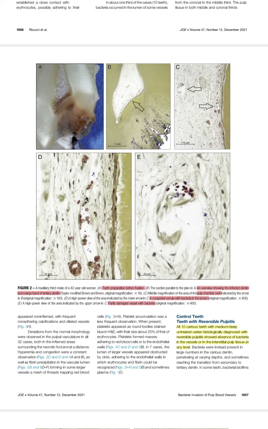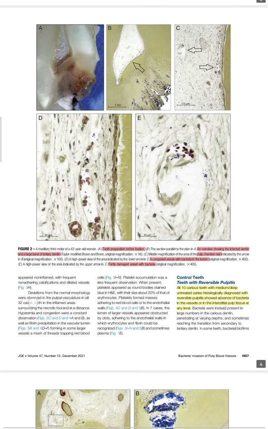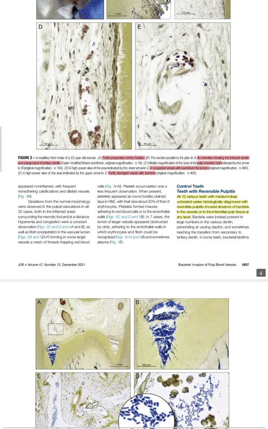Taylor-modified Brown and Brenn stains, slices B to E, and they show an overview showing the infected dentin and a large band of tertiary dentin, a congested venule with bacteria in the lumen, and also a partly damaged vessel with the bacteria.